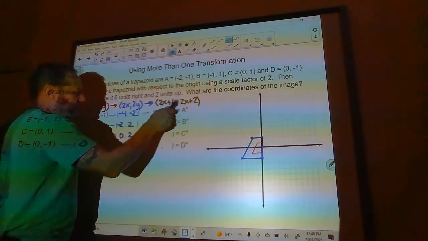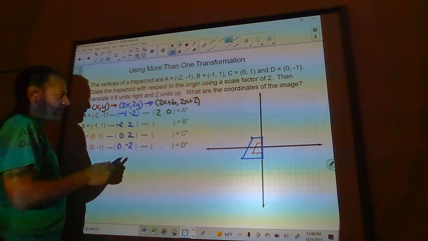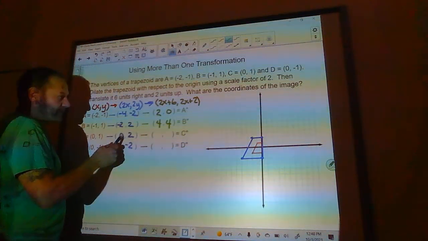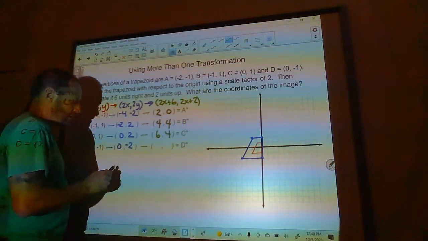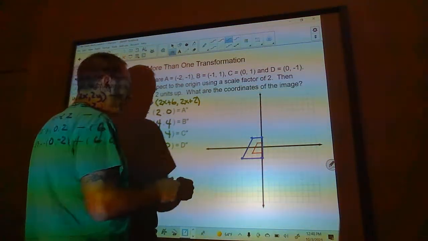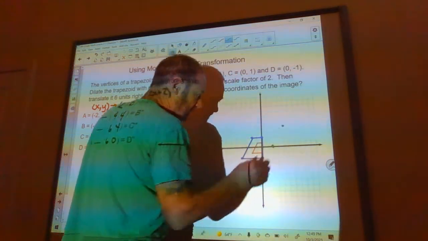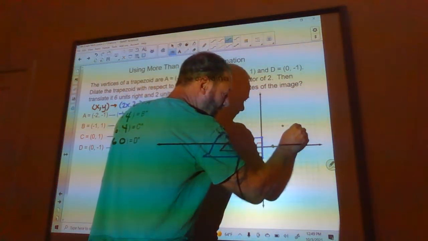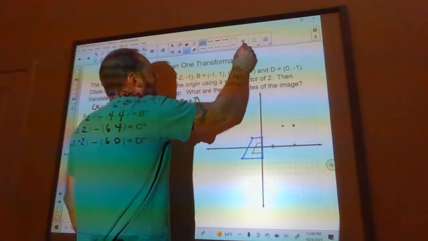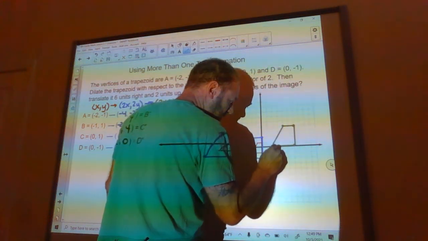Okay, so I'm going to take each one of these. The 2x has already been done. I just got to add 6, so this is going to be 2, and this is going to be 0. Then this is going to be 4, and this is going to be 4, and this is going to be 6, and this should be 4, and this one is going to be 6, and this one should be 0. Okay, so let's check it out here. 2, 0 would be right here, and 4, 4 would be right here. 6, 4 would be right here, and 6, 0 would be right there. So we'll go ahead and connect these with nice straight lines. And there you go.